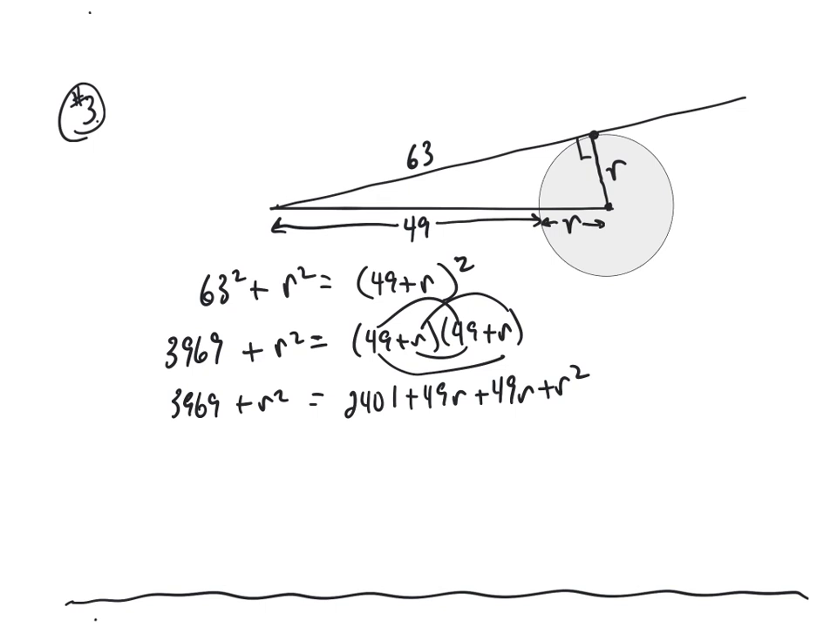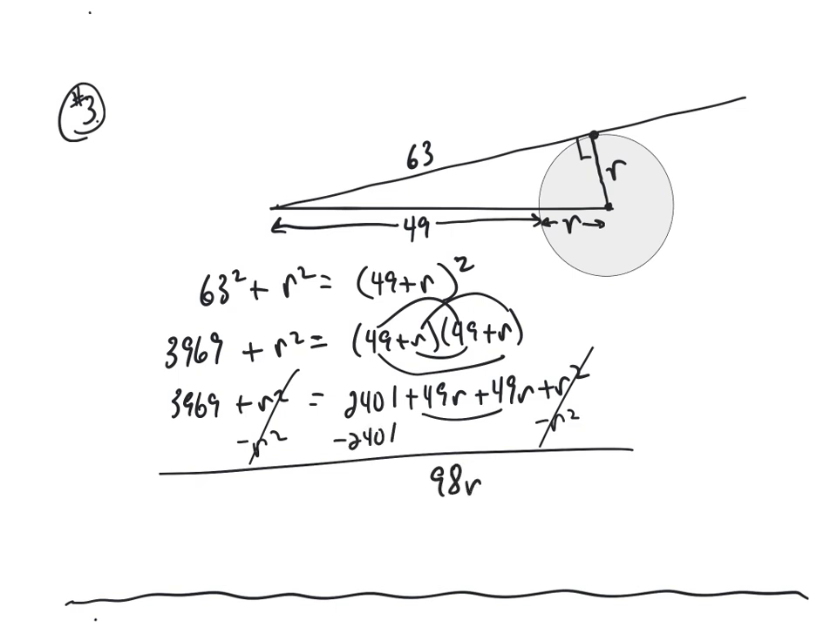Again, it looks like it's going to be a tough one, but just as in the previous example, when I try moving the R squareds from one side to the other, they cancel on both sides. So what we'll have then is 49 plus 49, 98R. And if I move the 2,401 to the other side by subtraction, I would be left with 1,568. So to solve this, divide both sides by 98. And we get a value for the radius of 16. So there's a couple of numerical examples using the first theorem.